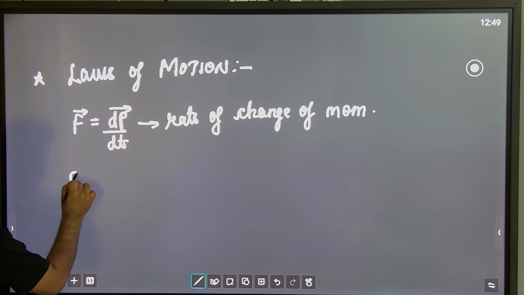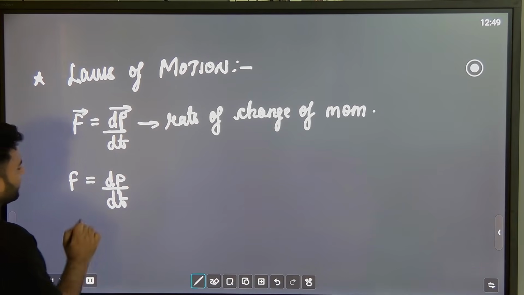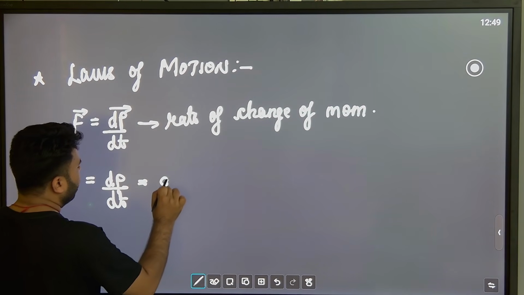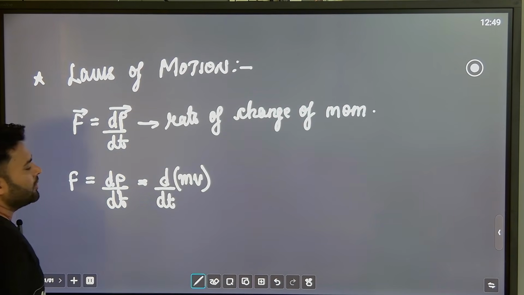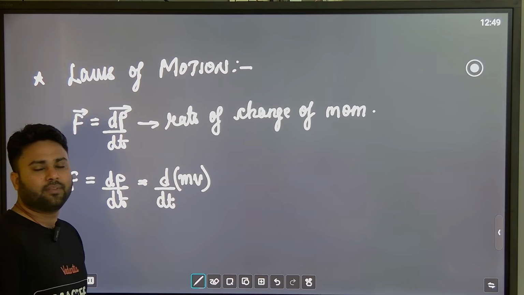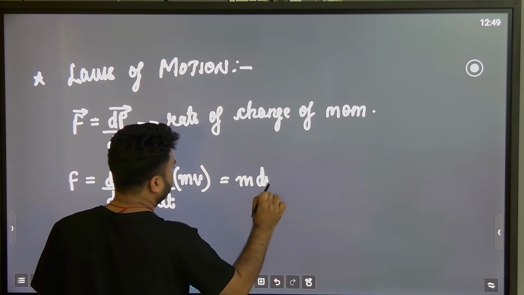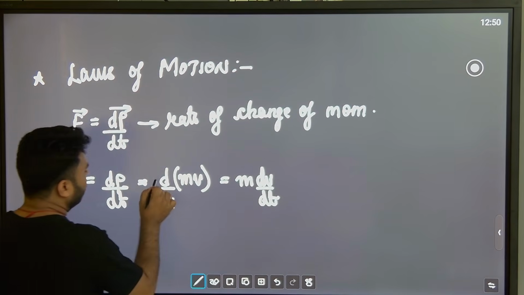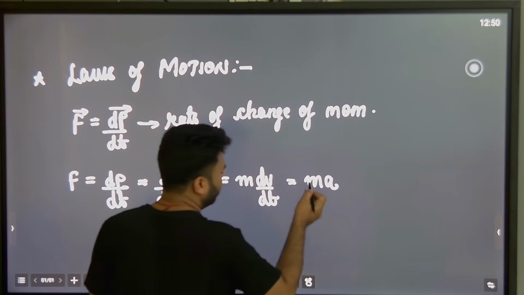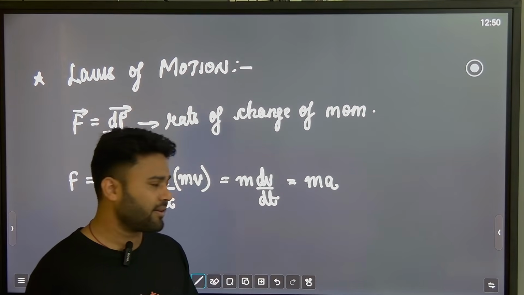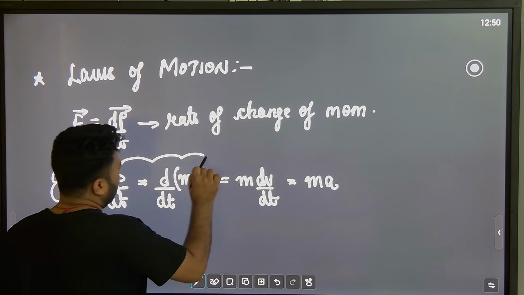if I see the magnitude of this force, it is dp by dt. Now we can write momentum as mass into velocity. Suppose mass is constant, then we can write m dv by dt, mass taken outside. Now what is dv by dt? Acceleration. See, here it comes, mass into acceleration. So you should remember these formulas.